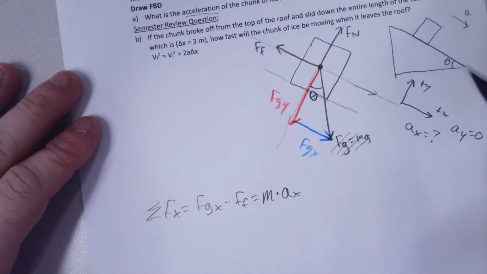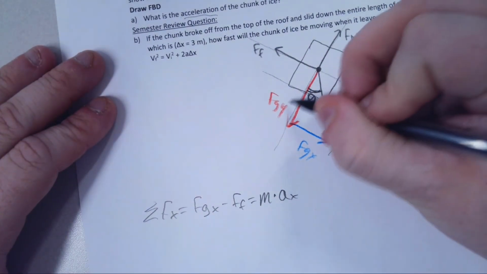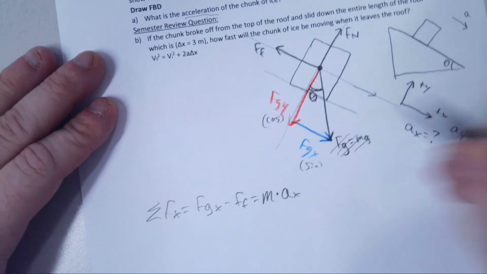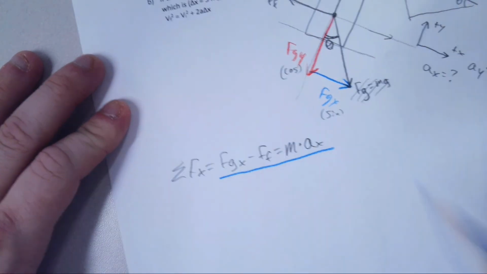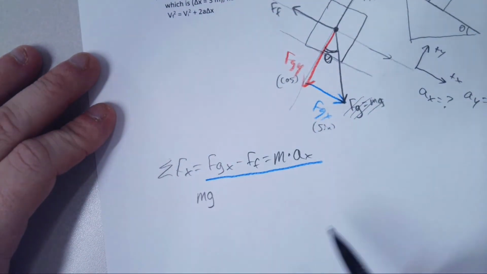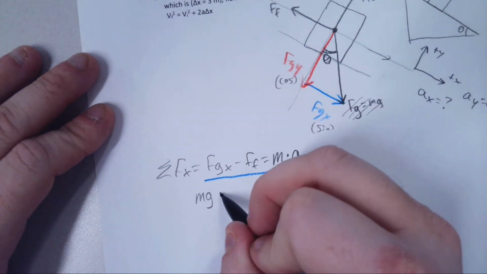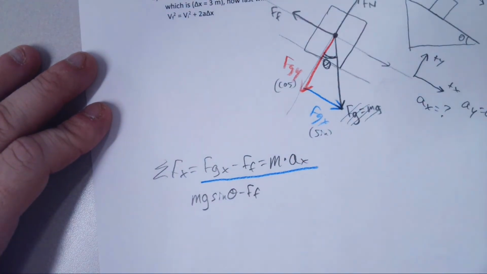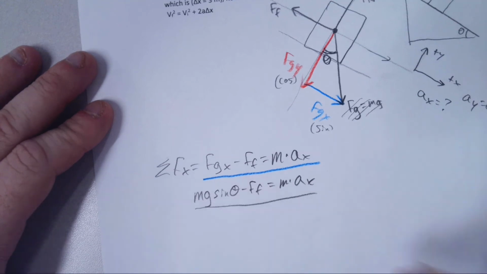Now reminding ourselves, remember we figured out on the other page, because this angle is connected to this axis, that one is the one that gets cosine, so that means that one gets sine. So we can simplify this a little bit further. Remember, this is our equation right here. So Fg is really mg, times sine of theta, because it's opposite, it's not connected to the angle, minus the force of friction equals m a of x. Okay, so there's the basis of that.